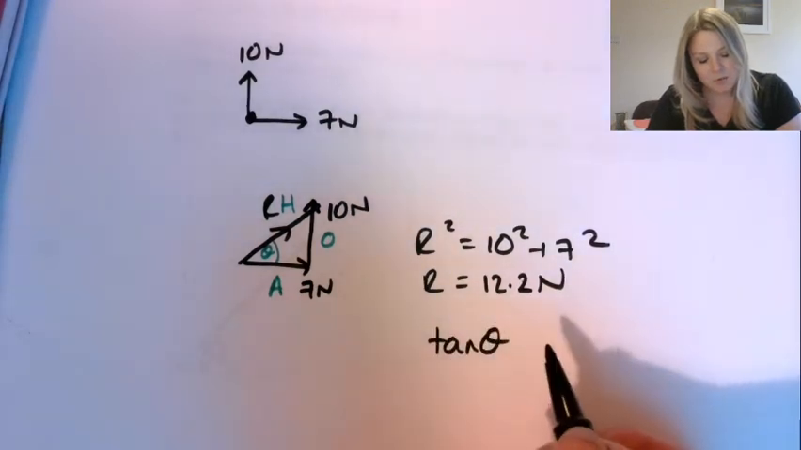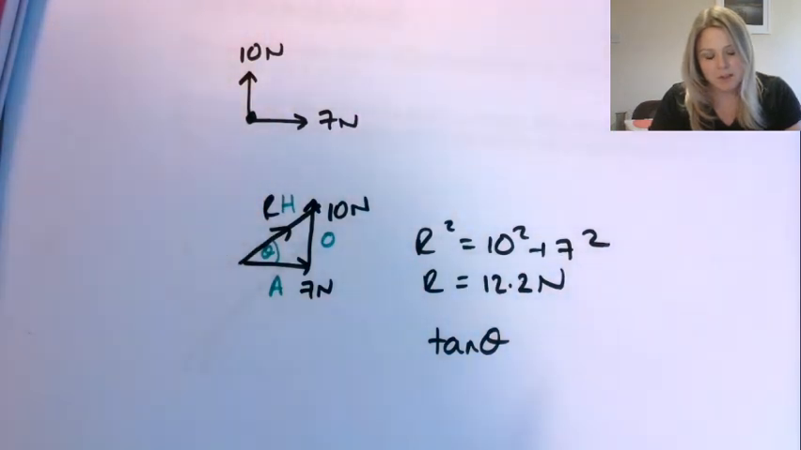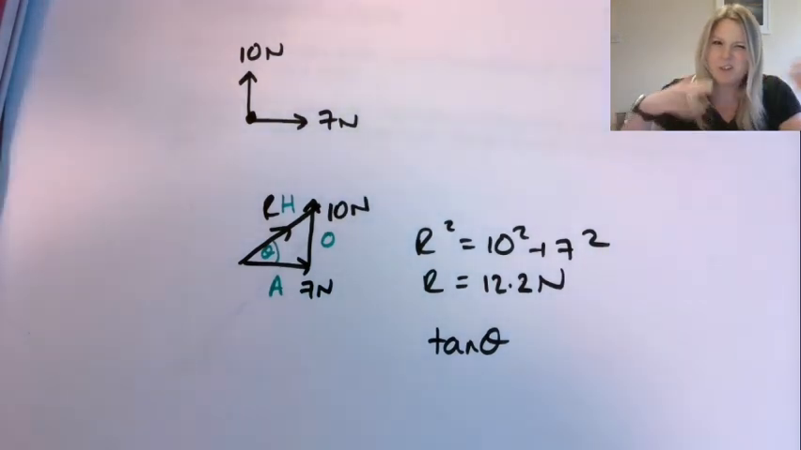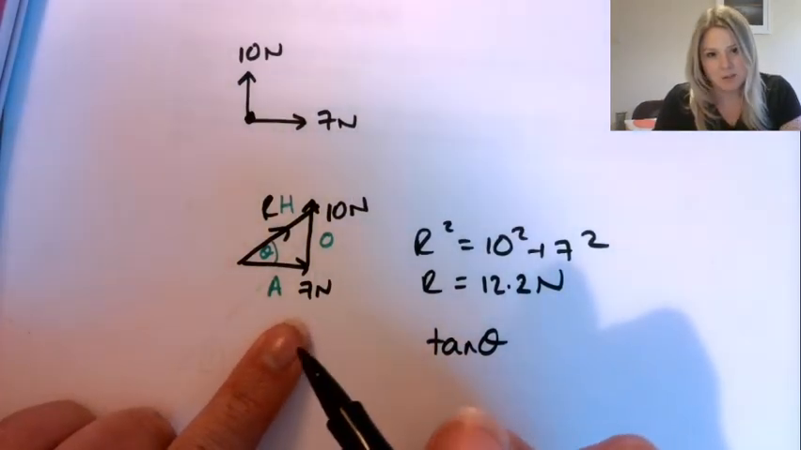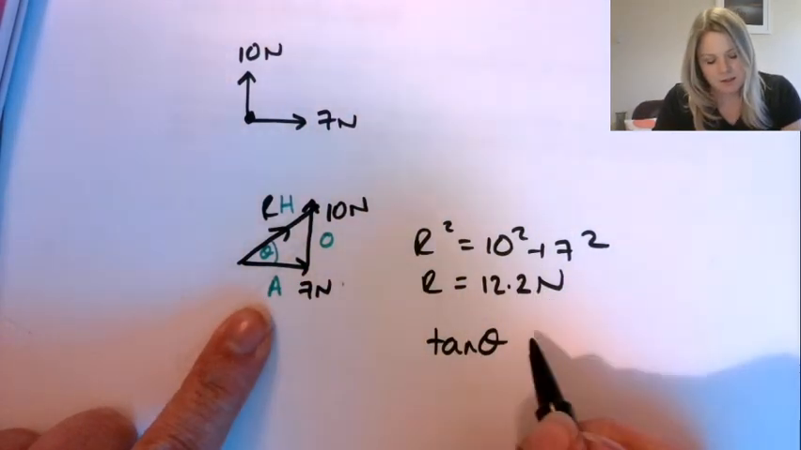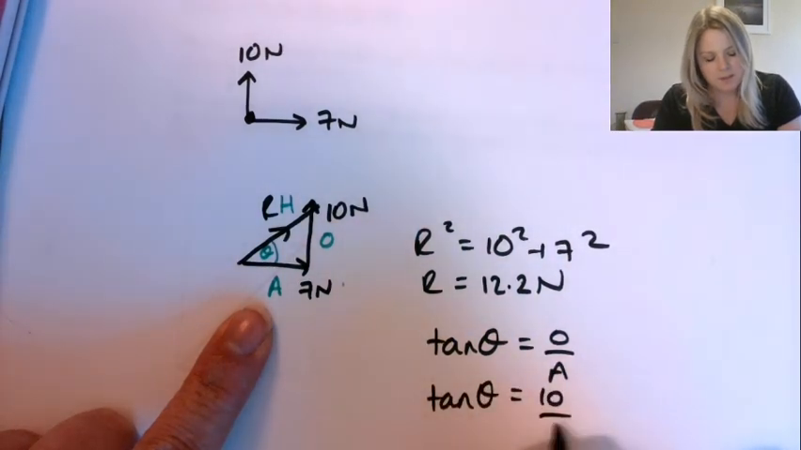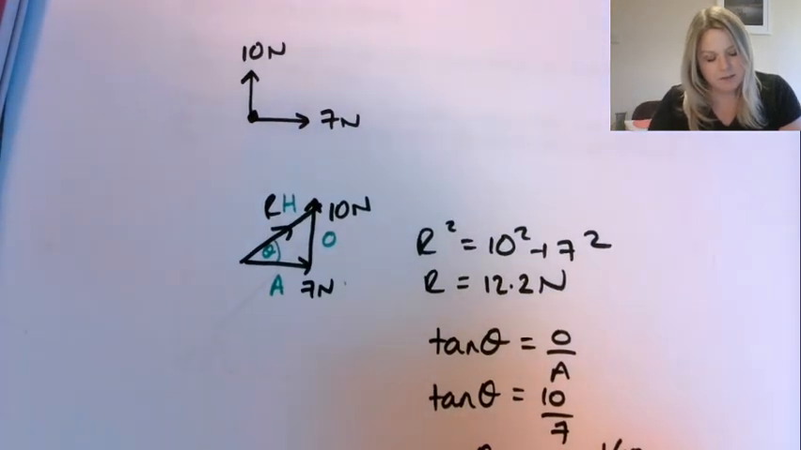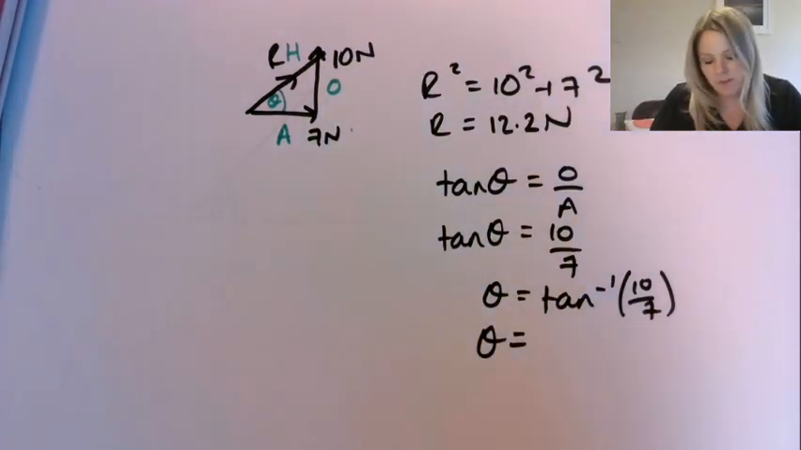We could use any of the other ones, but any of the other ones involve us using r, the resultant or the hypotenuse, and if we figured that out wrong in the previous part, it's going to be wrong in this part. So try and stick to the information they give you in the question. So tan theta is opposite over adjacent, which is 10 over 7. Then theta is going to be tan to the minus 1 of that, which gets 55.0.